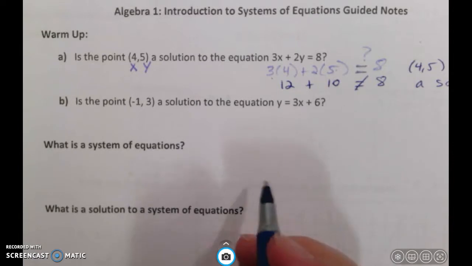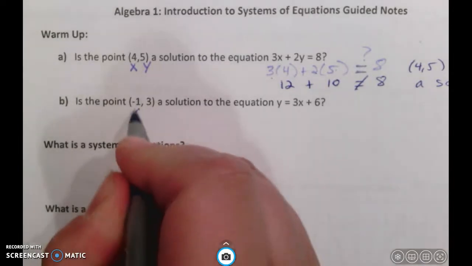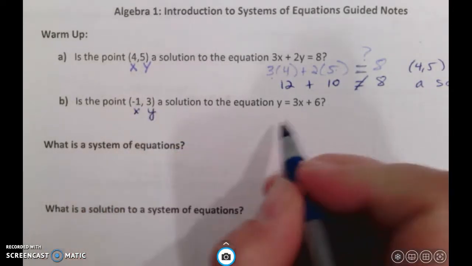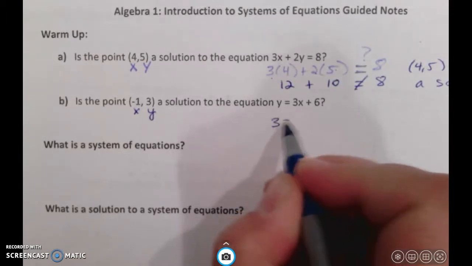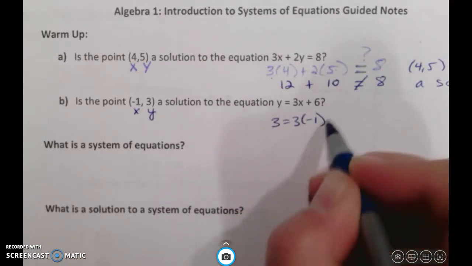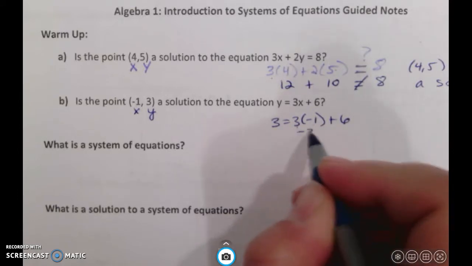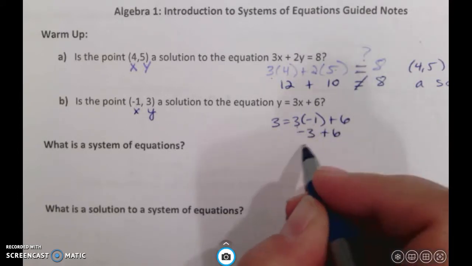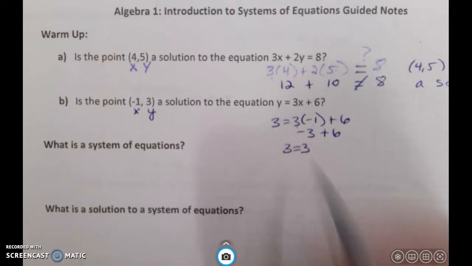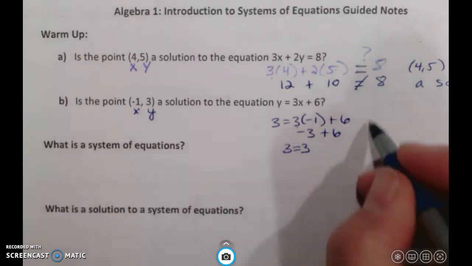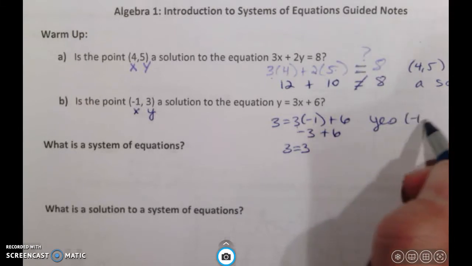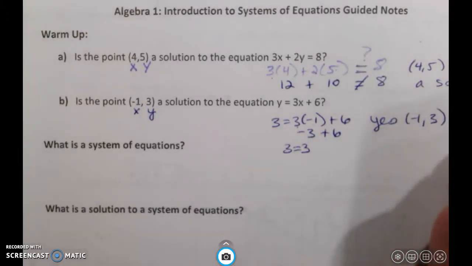Okay, and part B, if I put in -1 for x and 3 for y, I have 3 equals 3 times -1 plus 6. 3 times -1 is -3 plus 6 is 3. And since 3 does equal 3, we would say, yes, (-1, 3) is a solution to this equation.